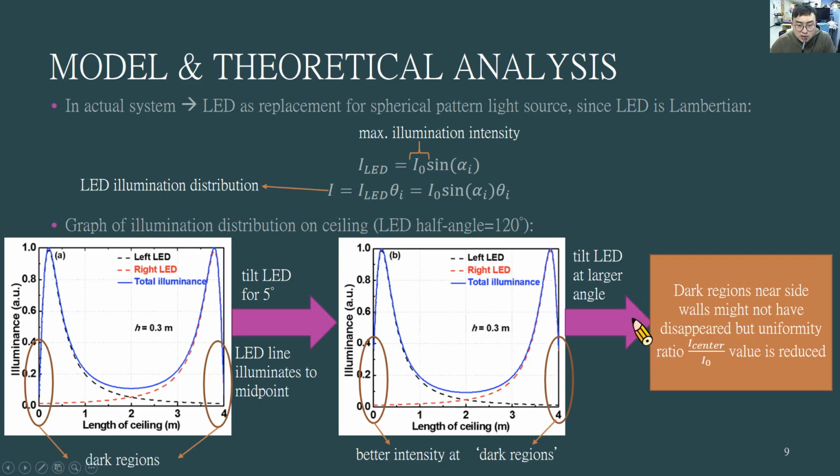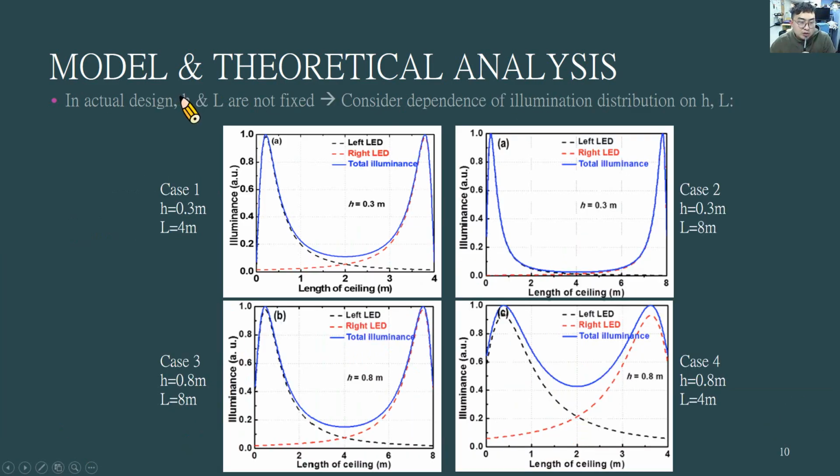And then if we tilt the LED at a larger angle, we can find that the dark regions near the side walls might not have disappeared, but the uniformity ratio between I center over I0, which is at the peak, would be reduced. We are now curious about how different height and ceiling length values would matter for this case. So we consider the dependence of illumination distribution on these two variables.